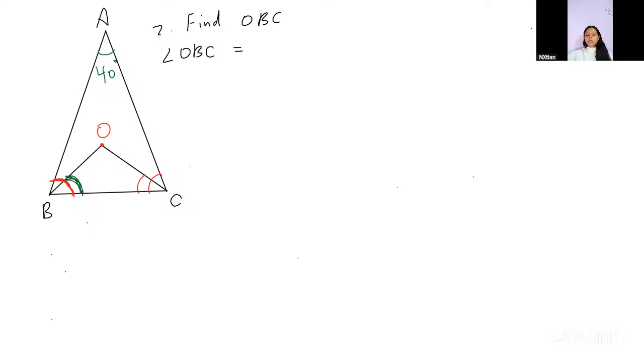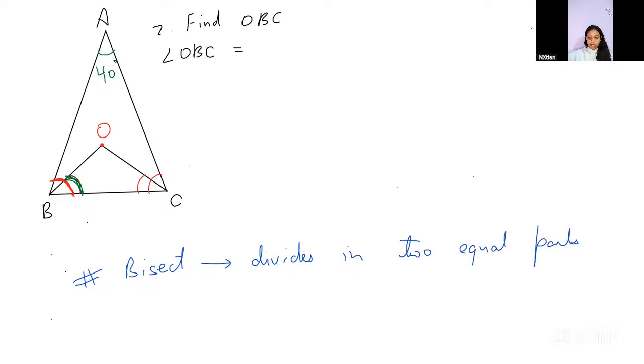Question says that OB bisects the triangle ABC. Now what is the meaning of this bisect? Bisect means divides in two equal parts. So now if OB is dividing it into two equal parts, then angle OBC will be half of ABC.